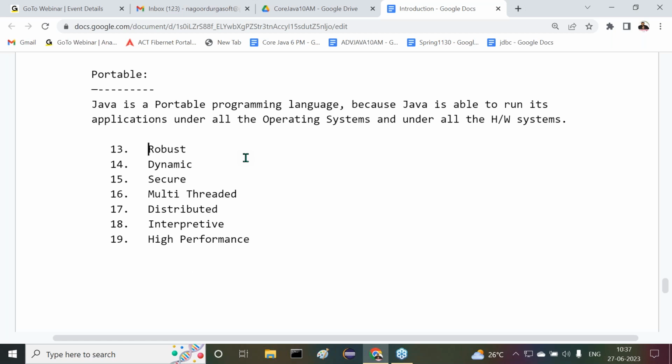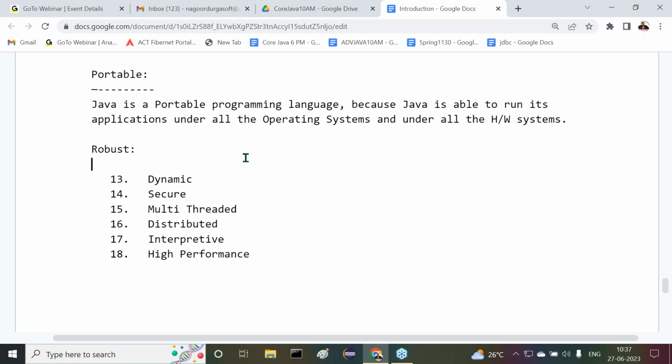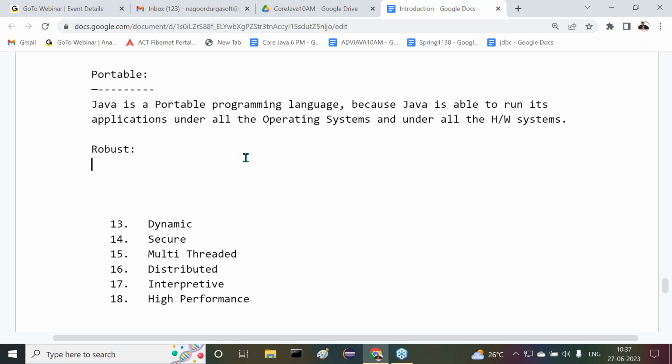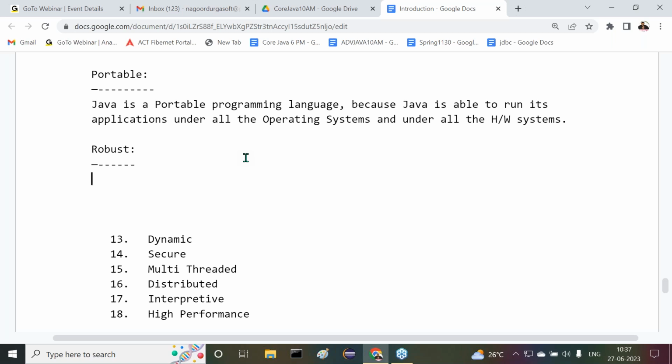Next one, a robust programming language. All right, sir. Understand it. There is a chance the interviewer may ask a question from this particular topic. What is that question? I'm telling you, a robust programming language.